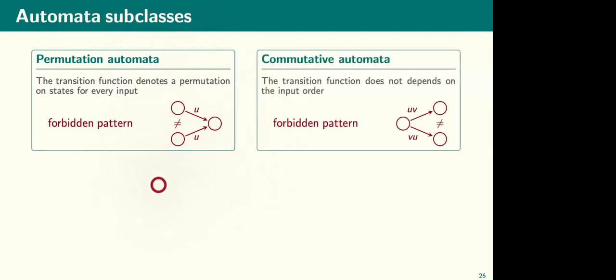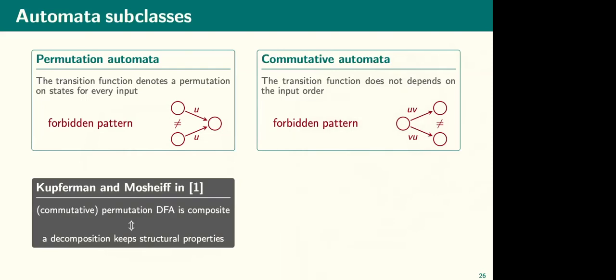We also consider commutative automata, which require the transition function to be confluent. Basically, whatever the order of letters is, a commutative automaton reaches the same state. So again, this pattern is forbidden for commutative automata.